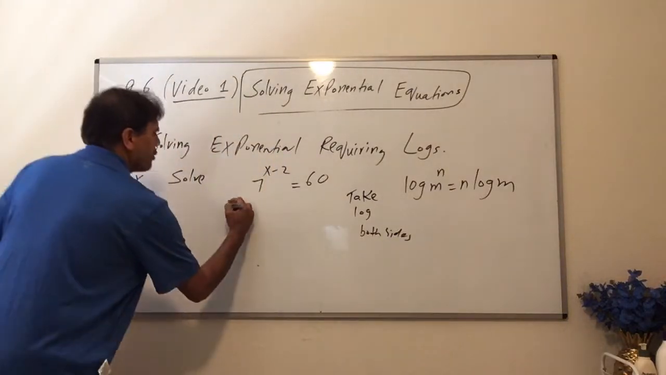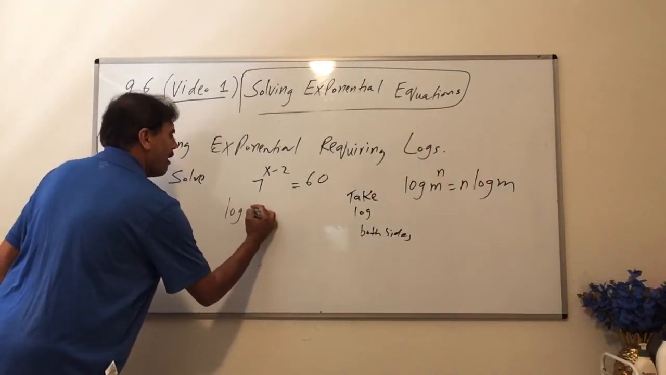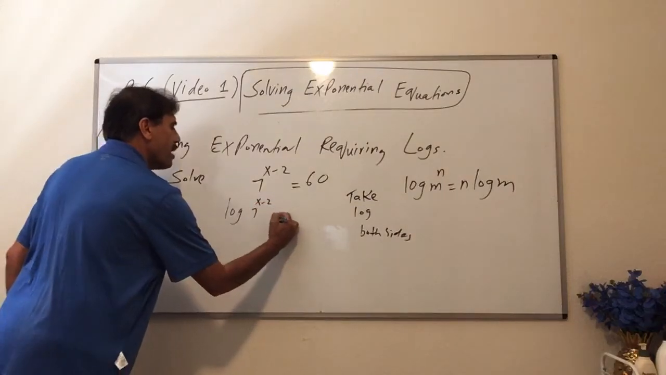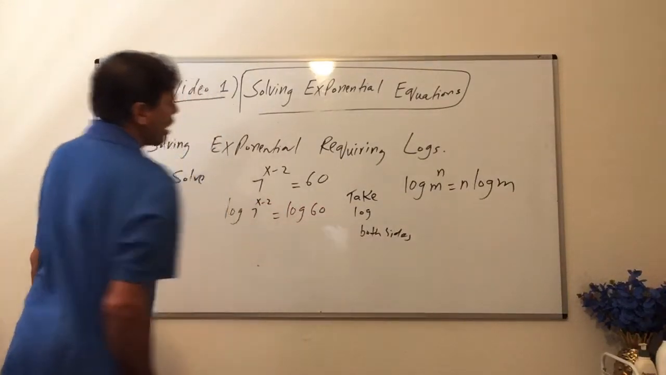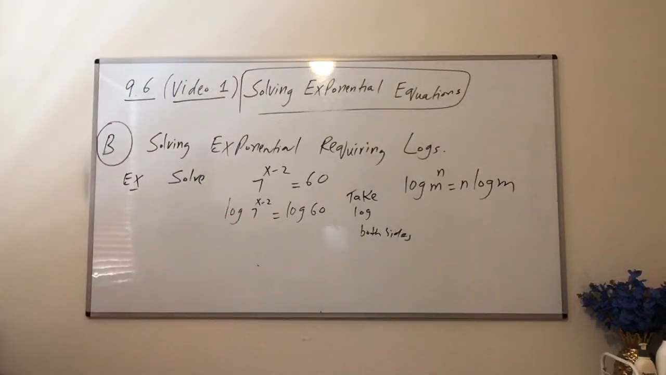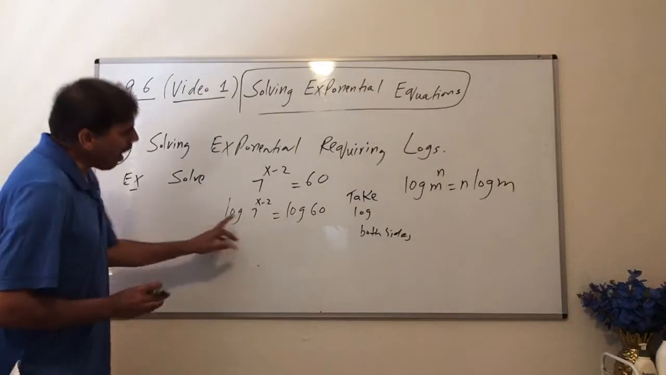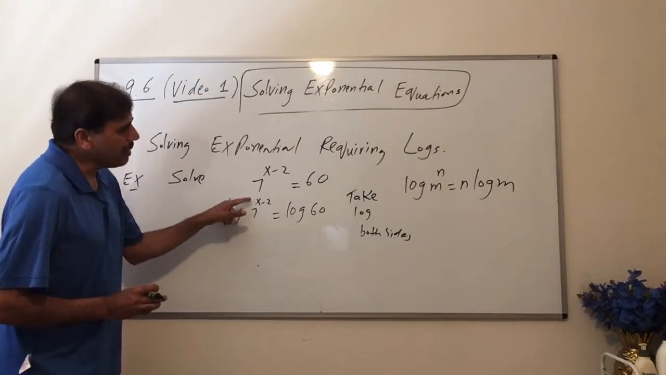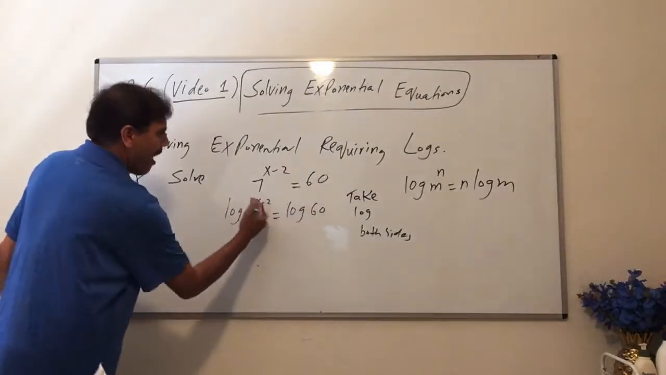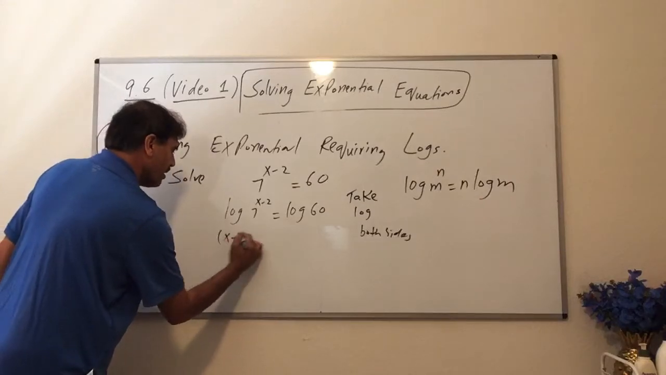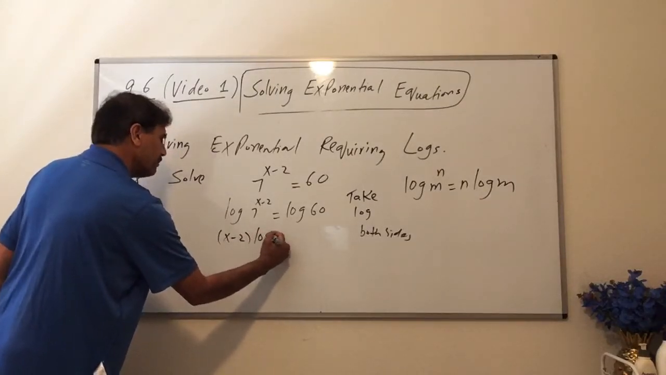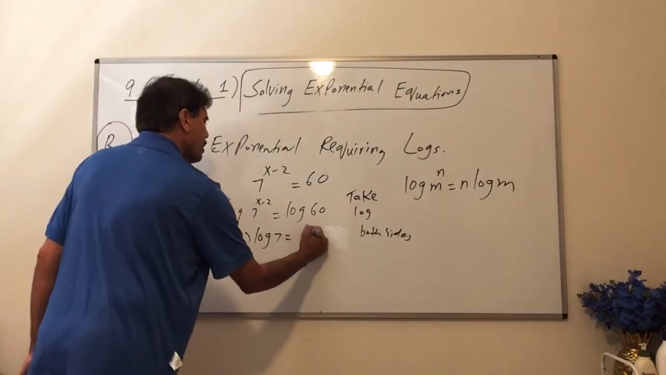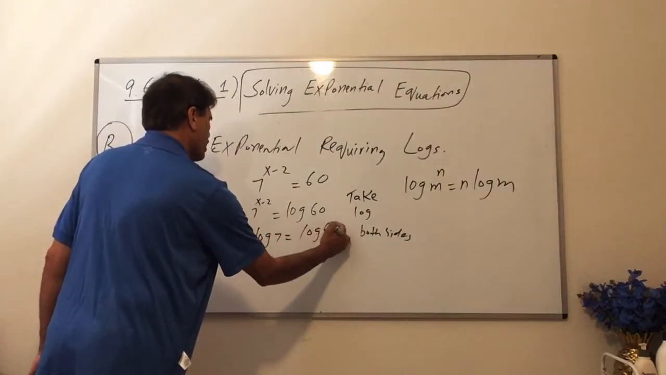Okay, so here is the log of 7 to the power x minus 2. So here is the log of 60. That's the one requiring logarithms. Now log of m to the power n is always what? The power always multiplies in the front. So it is x minus 2 times log 7 equals log 60.